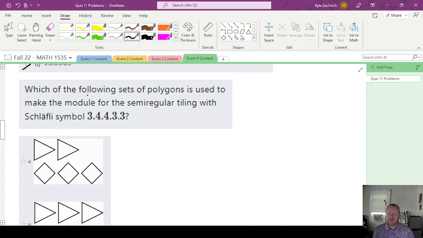Which of the following polygons is used to make the module for the semi-regular tiling with Schlafly symbol 34433? Okay, so this is a module question. So I'm going to go ahead and draw this out.